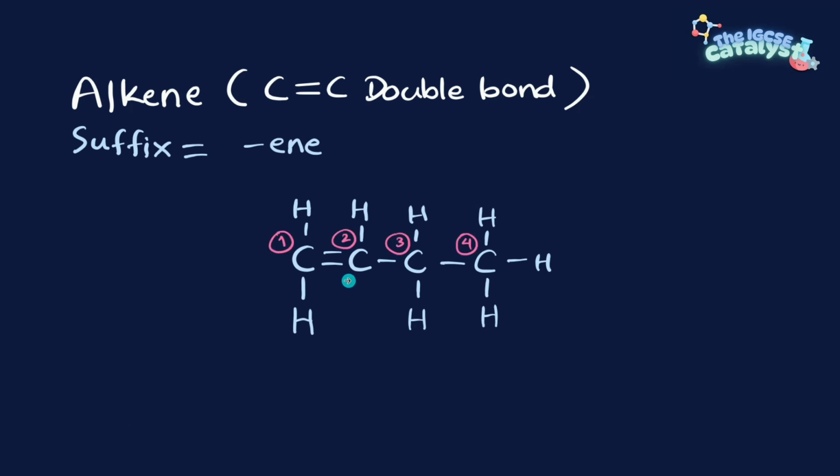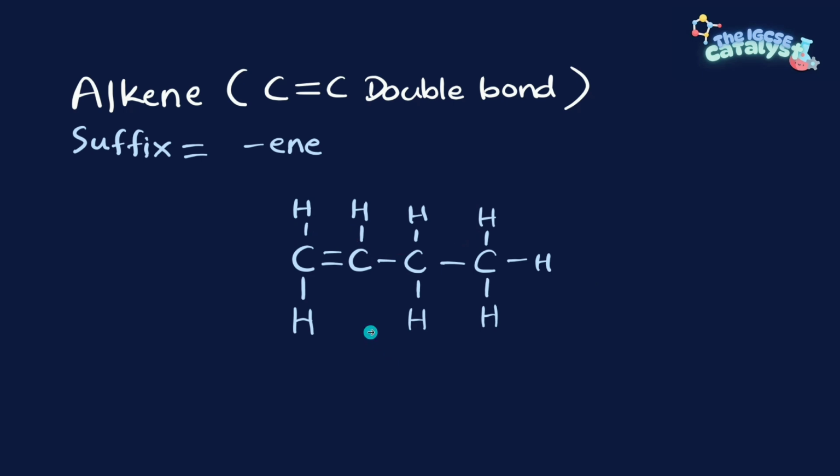Let's try numbering the chain from left to right like this. As you can see, the double bond is here between the first carbon atom and the second carbon atom. For the double bond to get the lowest number, we will have to select carbon number 1. So the double bond is on carbon 1. But if we were to number the chain from right to left, like this, the double bond is no longer on the lowest possible number.